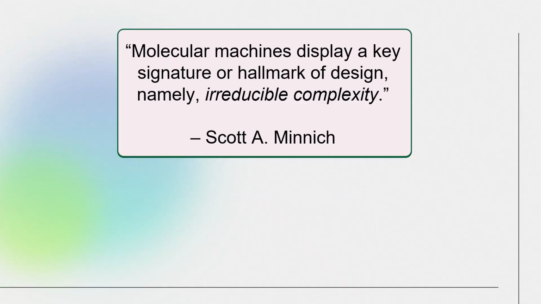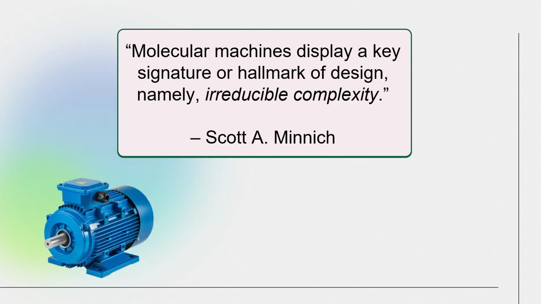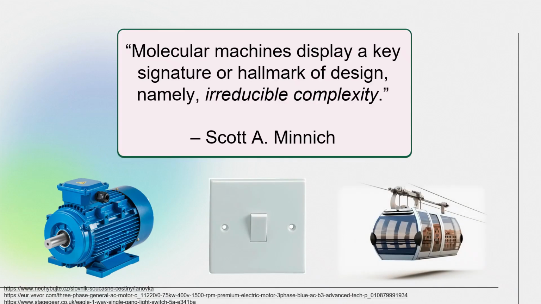Molecular machines display a key signature or hallmark of design, namely irreducible complexity. Molecular machines are the smallest irreducible forms of a machine, namely a structure which can perform a certain function. A motor uses an external energy to turn an axle. A switch cycles between two or more states. An actuator or shuttle can transport a structure from one end of a cable to another.